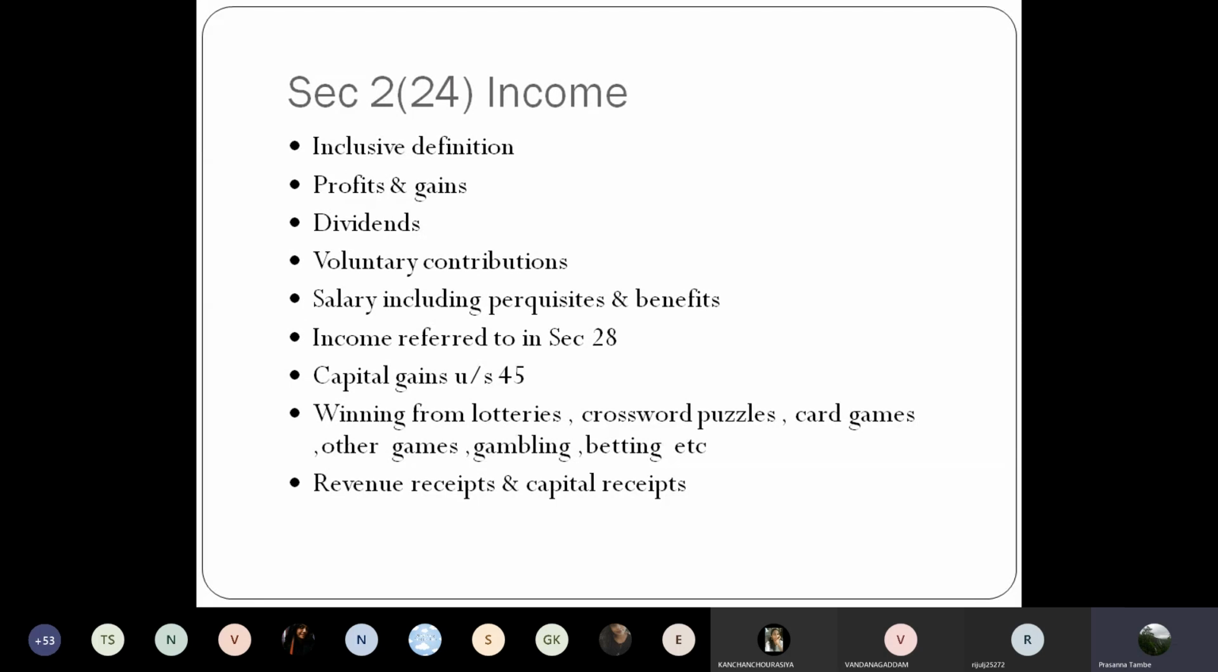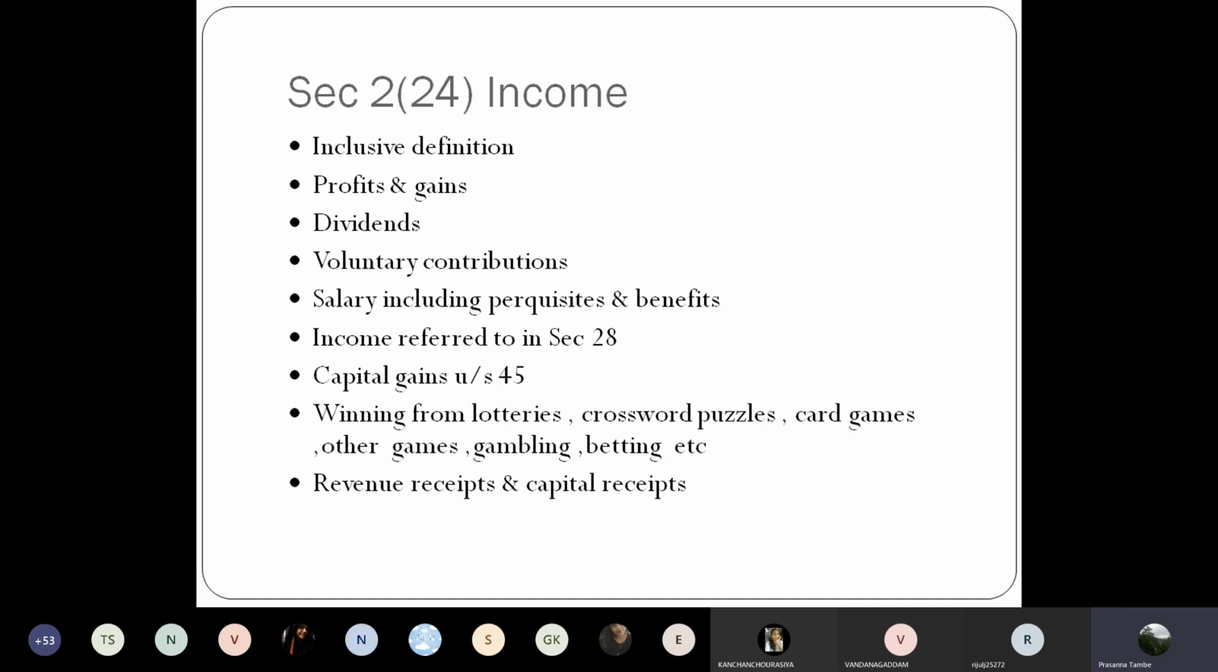So let's begin with a few key points as to what is included in the income. Profits and gains. If you are conducting any business or profession, then whatever profits or gains you make will be treated as your income. So income includes profits and gains of business or profession carried on by the assessee.